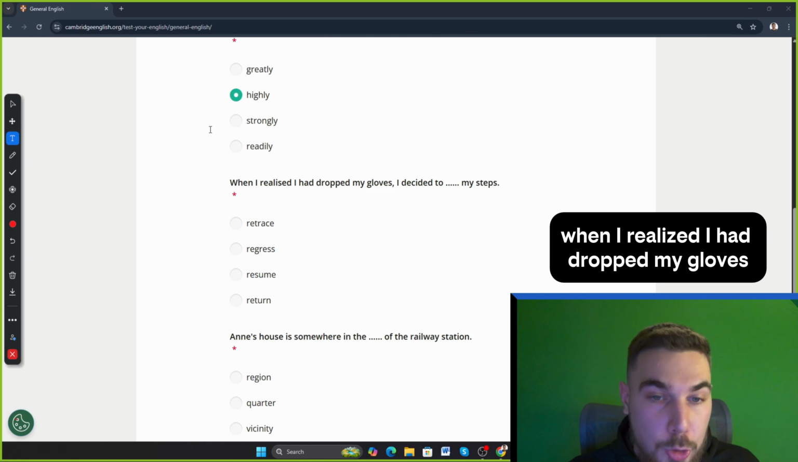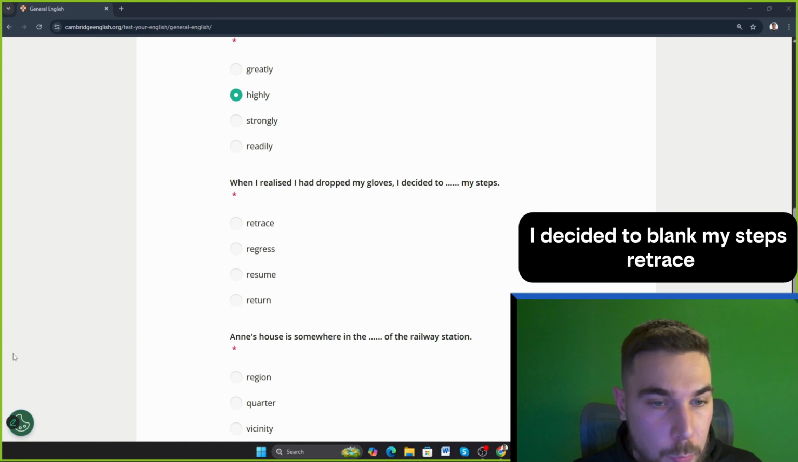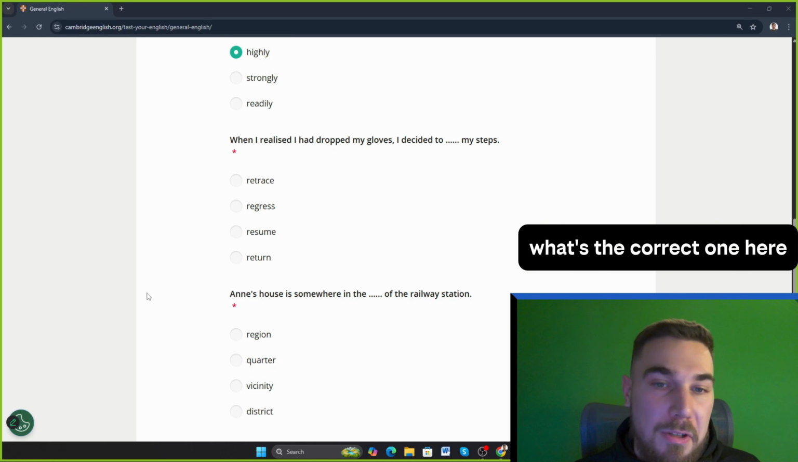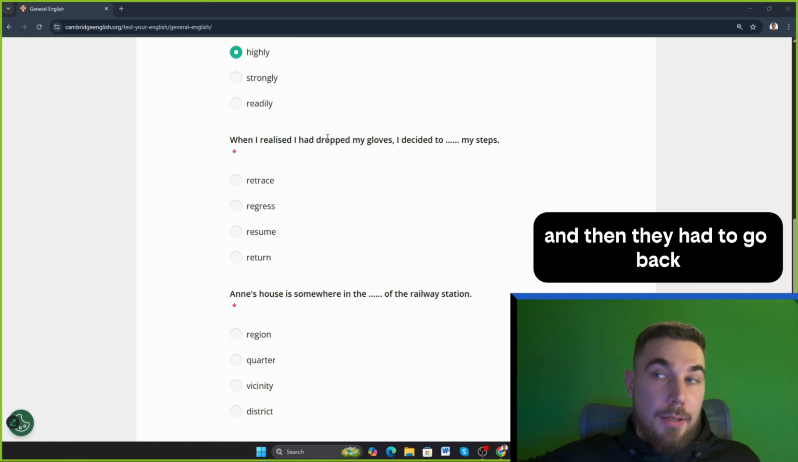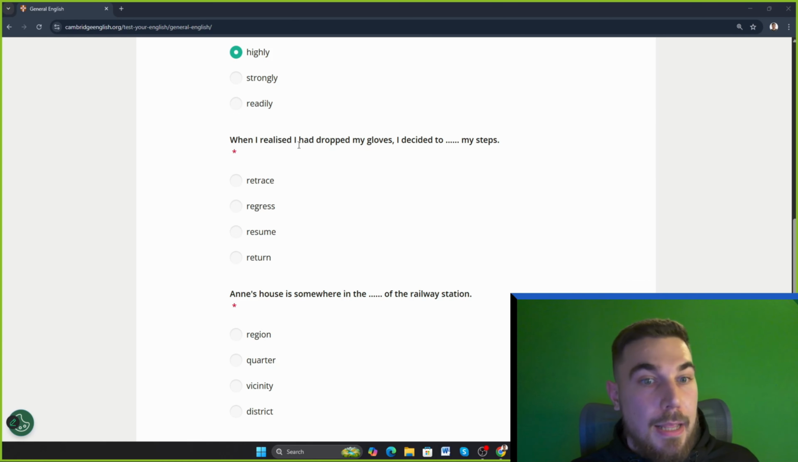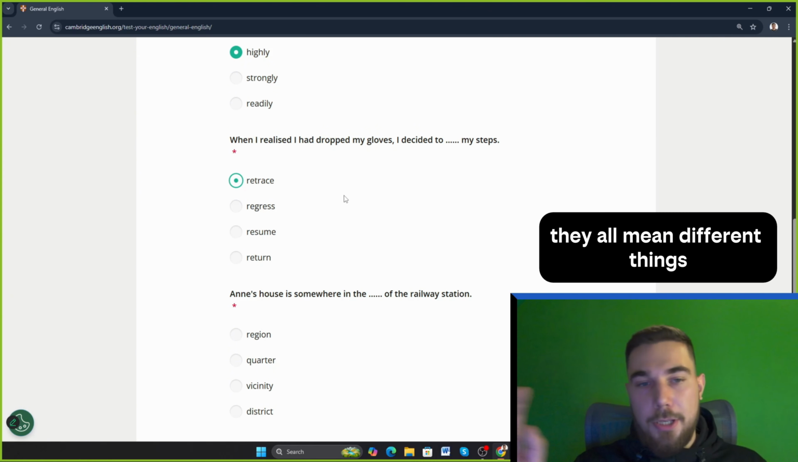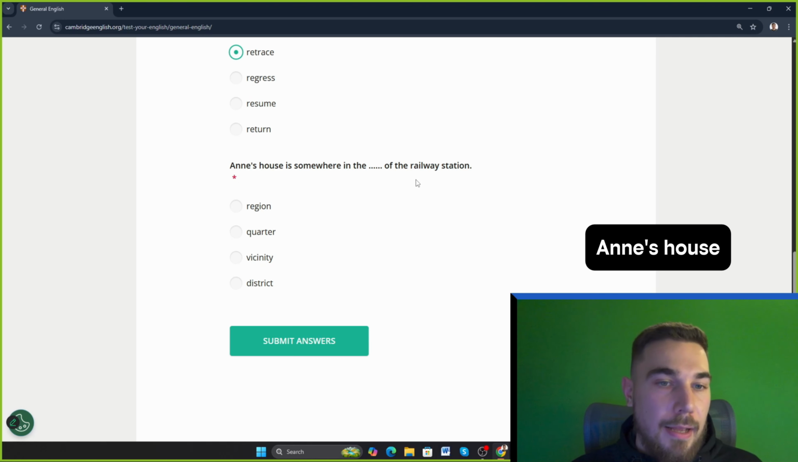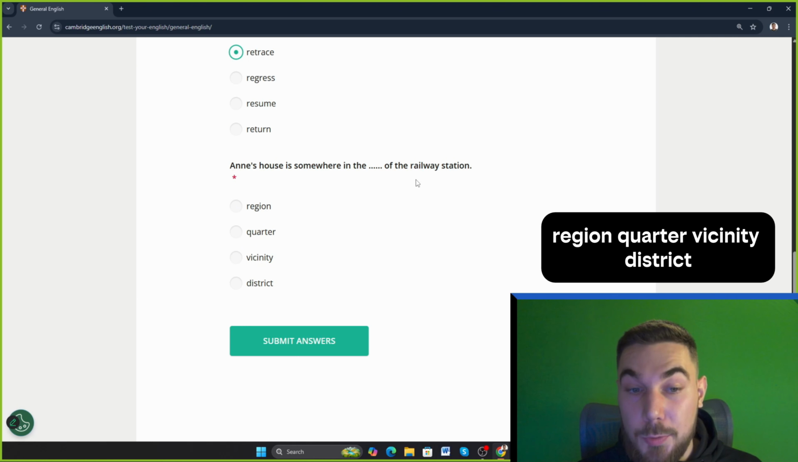When I realized I had dropped my gloves, I decided to blank my steps. Retrace, regress, resume, return. What's the correct one here? So this person dropped their gloves and then they had to go back. They had to retrace their steps. Regress, resume, return, they all mean different things. They were following their footsteps. The final one, Anne's house is somewhere in the blank of the railway station: region, quarter, vicinity, district.